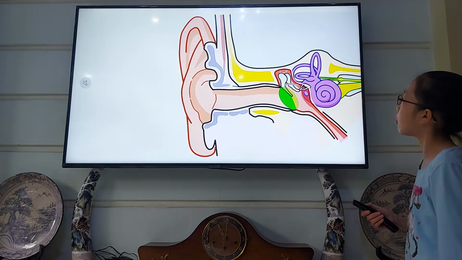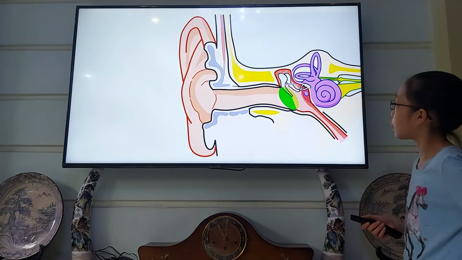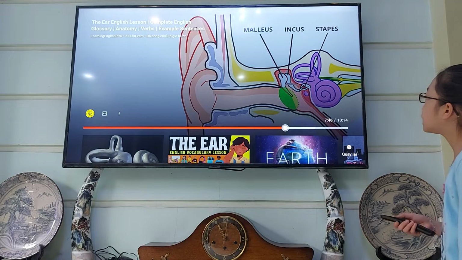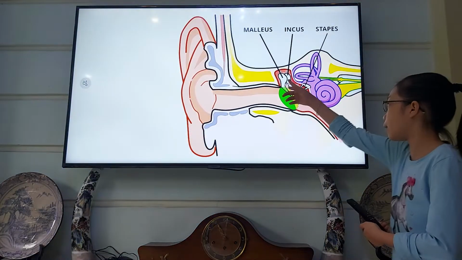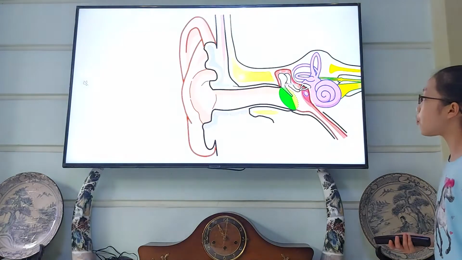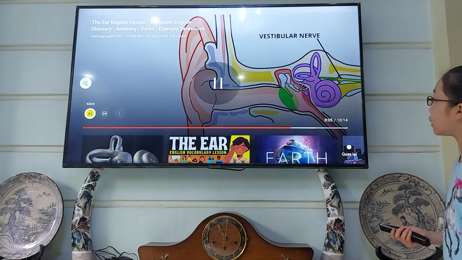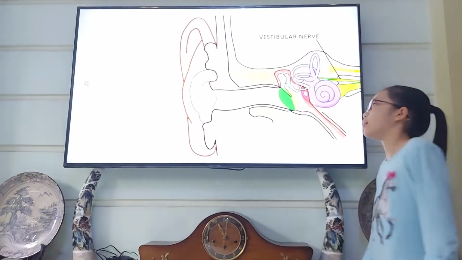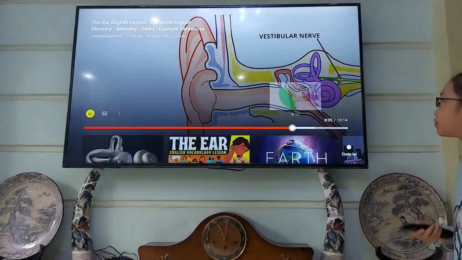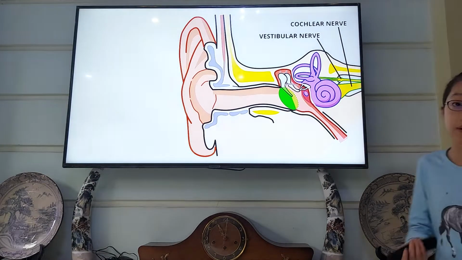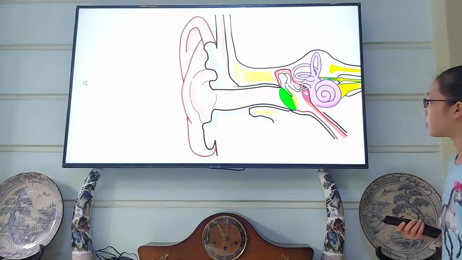Next, we have three parts. Which are the three parts? Malleus, incus, and stapes. Those are the important three parts inside your ear. Also, what do we have here? Oh, this one is the vestibular nerve, which helps you to keep balance. And next, I have the cochlear nerve, which also helps you to keep balance.